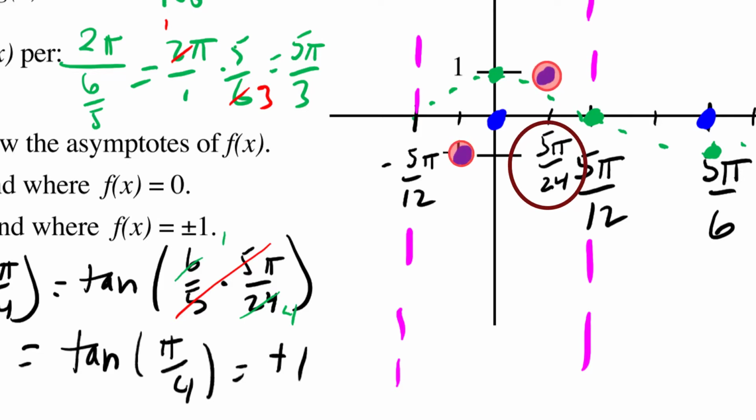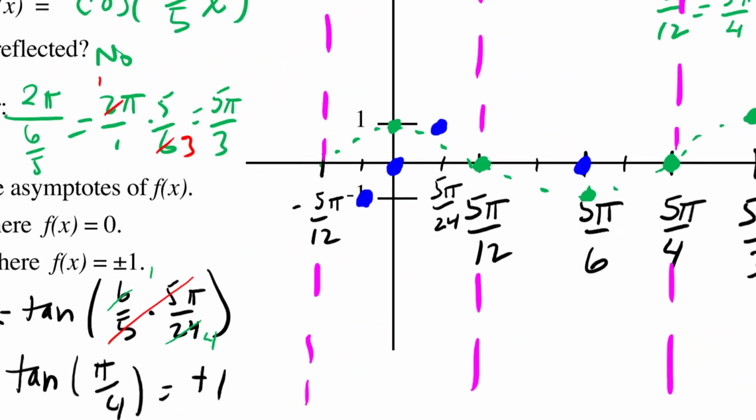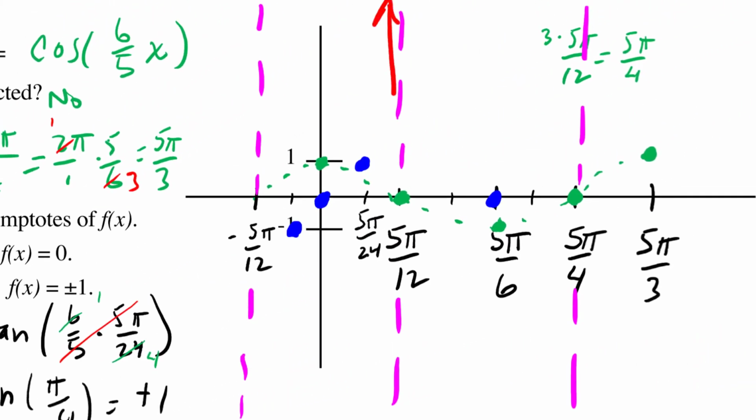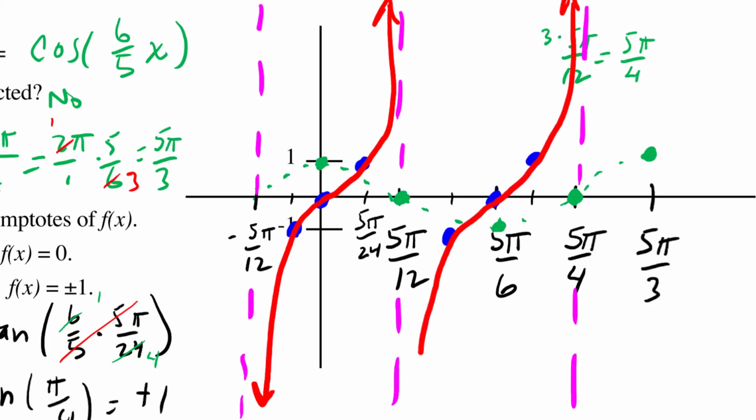And now we can draw our graph. Tangent comes down from the right side asymptote through 1 to 0, and then through -1 to the left side asymptote. The next branch between 5 pi over 12 and 5 pi over 4 is exactly the same. We just need to plot points for the 1 and for the -1, and then draw the graph.